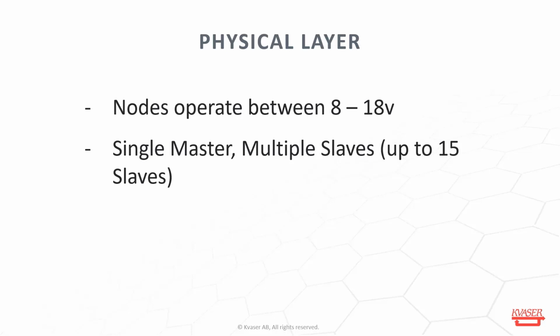It works on the slave principle, single master, multiple slaves, up to 15 slaves. Different protocols can have more nodes on them. If you don't need that many nodes, why pay for a protocol that allows you to have 100 nodes on it when you're not going to need them? Something I wanted to point out too is that the master on the LIN bus can also act as a slave. Many protocols require you to have 2 nodes on them so that the 2 nodes can communicate with each other. With LIN, because the master can act as a slave, it basically can talk to itself.